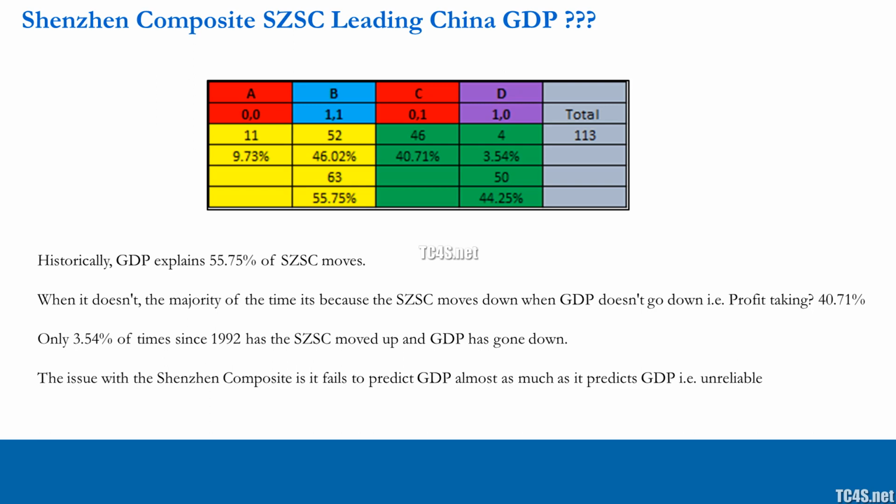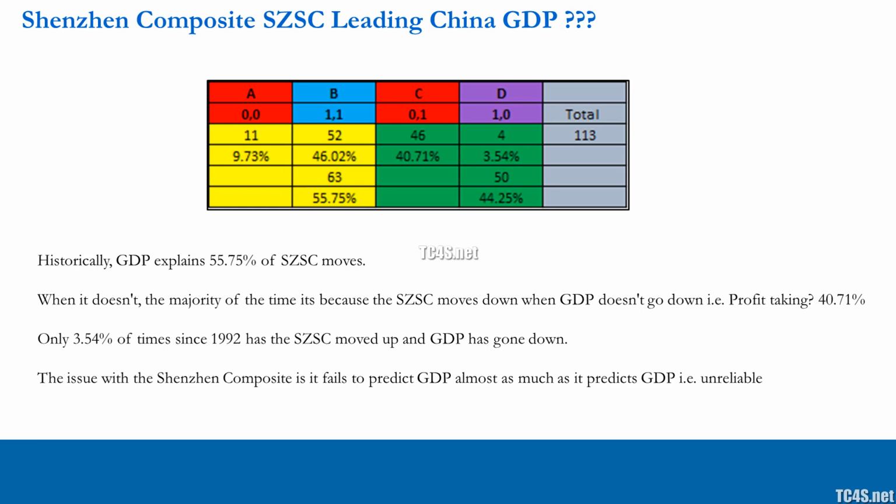That happens 40.71% of times. And then in the situation where the index moves up and GDP has gone down, this is in the vast minority of cases, only 3.54% of times since our data set began, which is 1992. And there is obviously a huge issue with this, okay? Because if you just take the numbers at face value, the issue with the Shenzhen Composite is it fails to predict GDP almost as much as it predicts GDP. Therefore, at face value, this is a very unreliable indicator. We'll discuss this in a little bit more detail later.